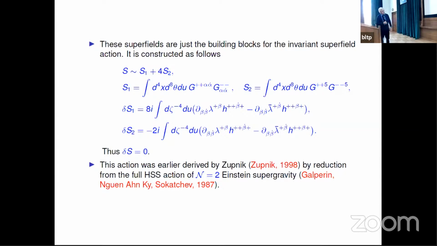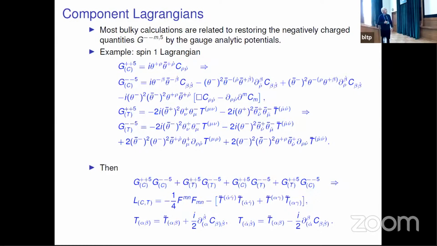Actually, this linearized level was previously found by Zupnik for some other reasons, by reduction of the full action of N=2 Einstein supergravity, which was given in a paper by Galperin and others. What about component Lagrangians? Like in Yang-Mills, you need to define negatively charged Wilbians. They are given here for some particular case. Then, for instance, the Yang-Mills Lagrangian comes from integration over theta harmonic from this part of the superfield Lagrangian. After integrating over theta harmonic, you have the standard F_MN square term and some auxiliary tensorial fields, which are 0 on shell. They relate to the original T by this shift.